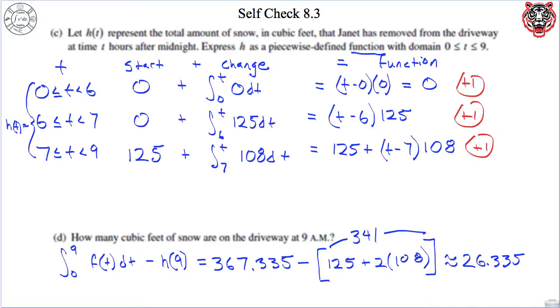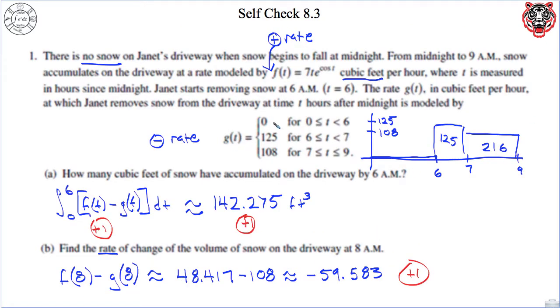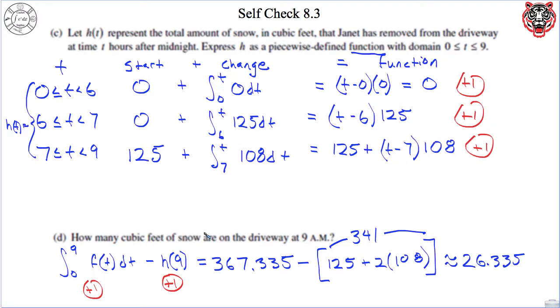All right, and then finally how to score yourself really quickly. There are 3 points to get here. If you said anything about the integral from 0 to 9 of f of t, give yourself 1 point. Yay! I get 1 point on this problem. If you said you need to somehow do the integral of g of t between 0 and 9, or if you need to use h of 9, give yourself 1 point. And if you got the answer 26.335, give yourself another 1 point. And this was out of 9 points.